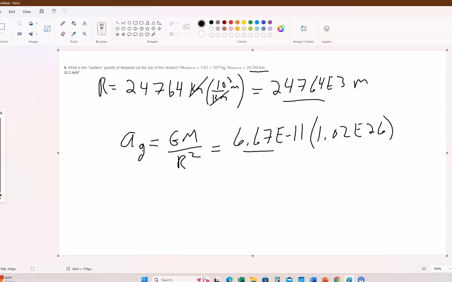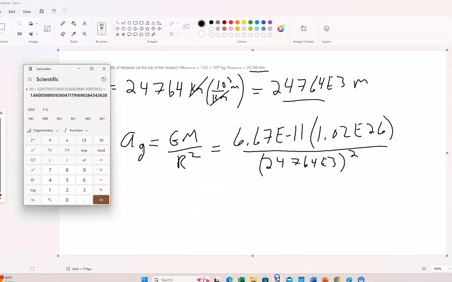Now we divide by the radius, but it's got to be in meters, which is what we just did. So it's going to be the radius squared, that is 24764 times 10 to the third, and we have to square that. All right, so then that's really all you have to do. Put that in your calculator, and here we go.